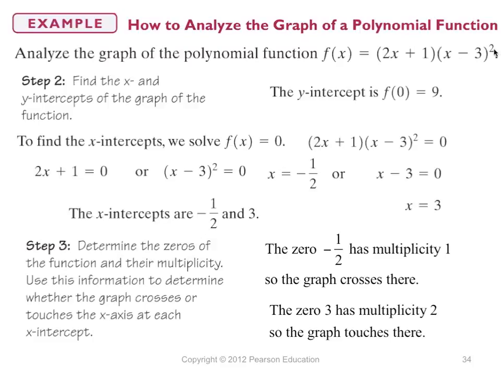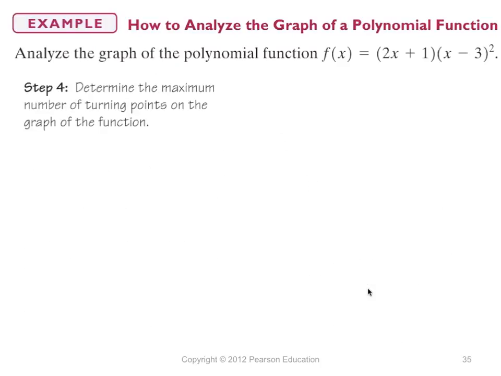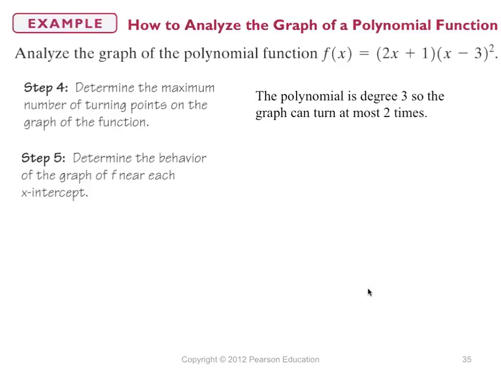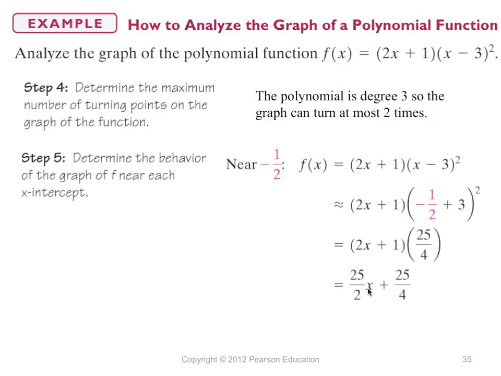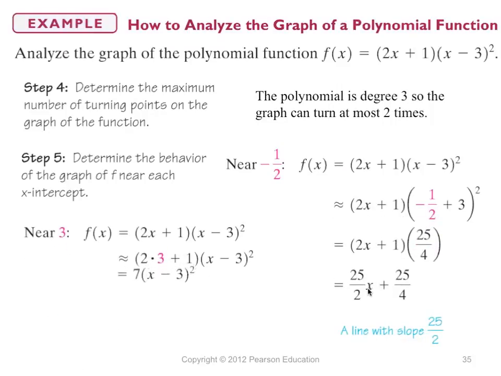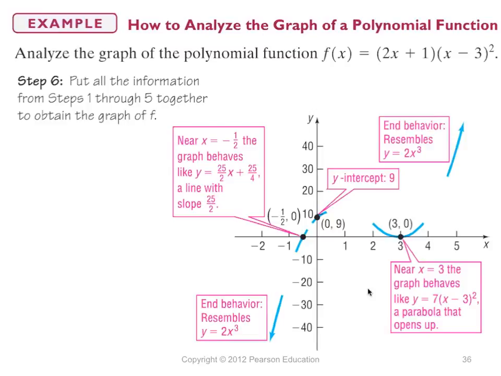Now, if you remember, even touches. So at 3, the graph is going to touch. And at -1/2, the graph is going to cross, because that had an odd multiplicity. If we want to talk about the maximum number of turning points, we know that the degree is 3, so we know that the graph can turn at most 2 times. And then we want to determine the behavior near each of the x-intercepts. This isn't as important for figuring out what your graph looks like. I'm going to kind of skip through that.